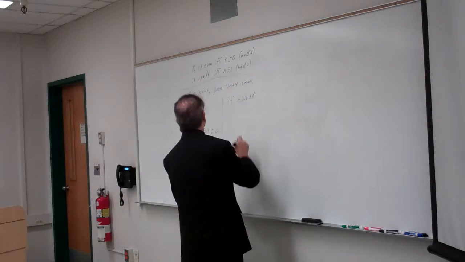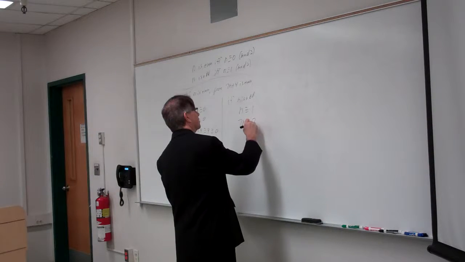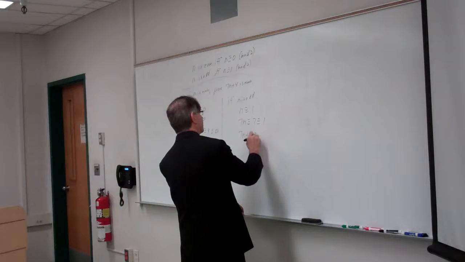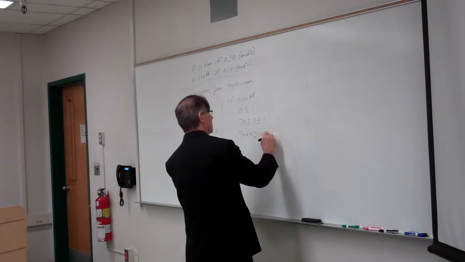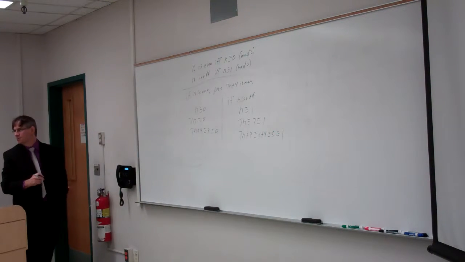If n is odd, n is congruent to 1, 7n is congruent to 7, which is congruent to 1. 7n plus 4 is congruent to 1 plus 4, which is congruent to 5, which is congruent to 1, so 7n plus 4 is odd.